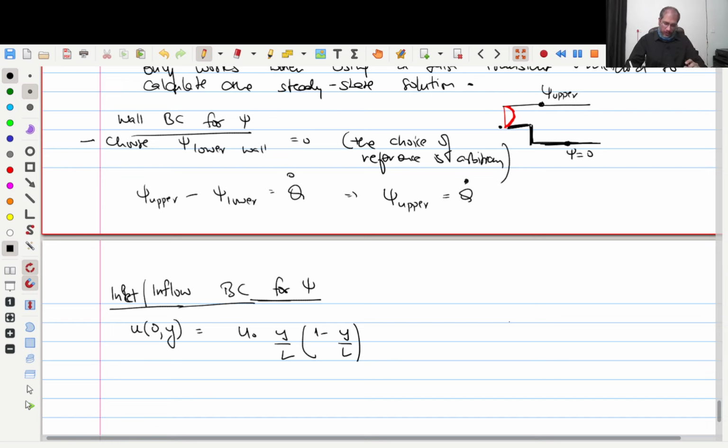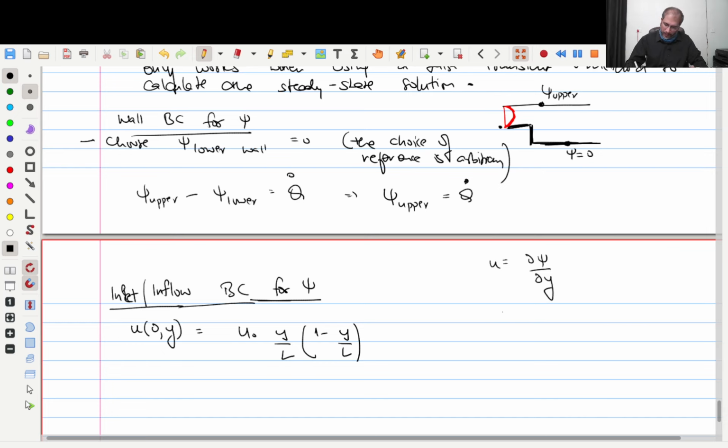So this is your inlet velocity profile, and that is known, that will be given to you because it's a parabolic profile. So this is how the parabolic profile looks. So how do we calculate the value of psi from here? Now we know that u by definition is written as del psi by del y.